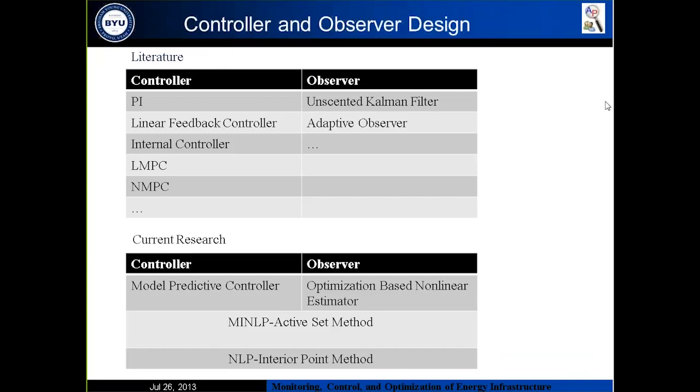Again, there have been lots of types of controllers in the literature. Most of them were linear controllers, but some researchers have had nonlinear controllers too. For their observers, most of them have used unscented Kalman filters or adaptive observers and other types of observers that they developed themselves. In my research, we will be using model predictive controllers and also nonlinear optimization-based estimation as our observer. Both of these will be optimization-based, and both will be using either the active set method or the interior point method for optimization.